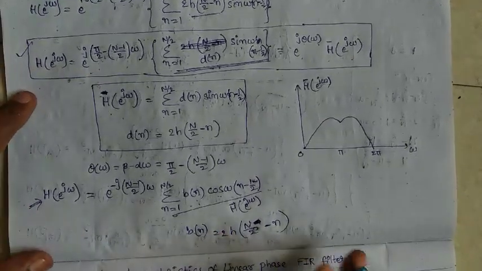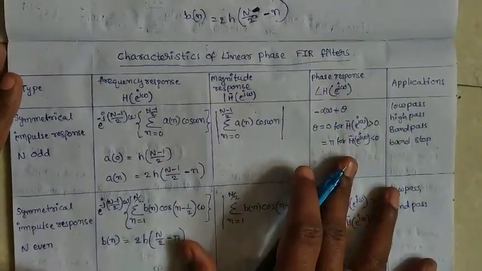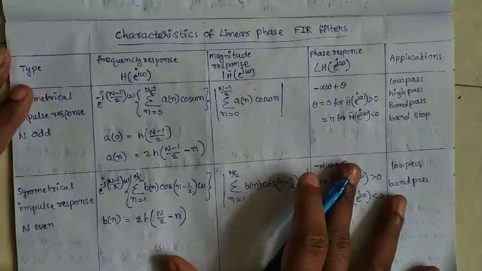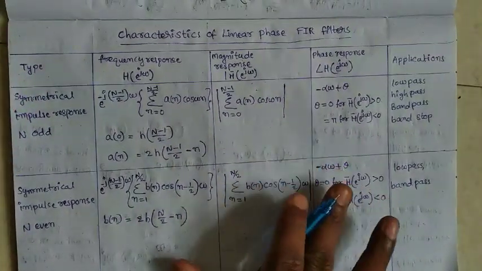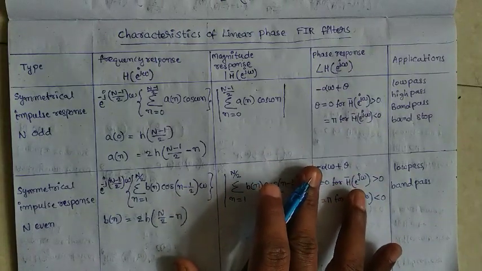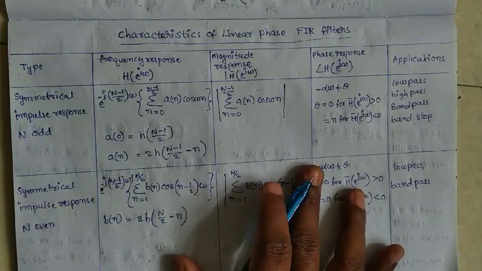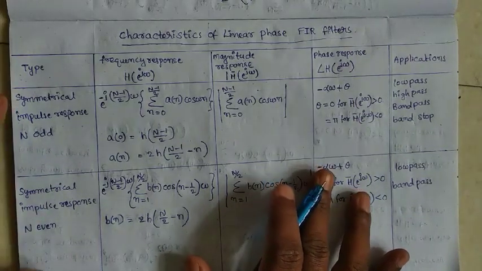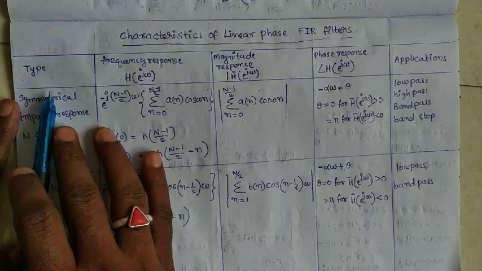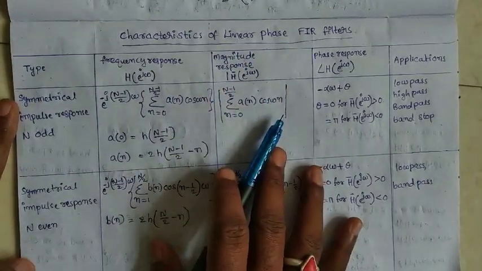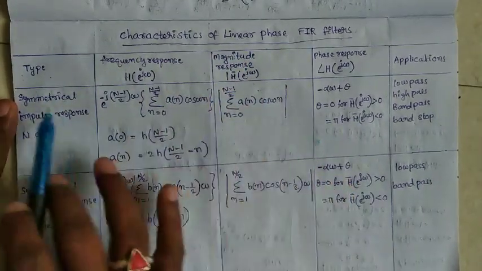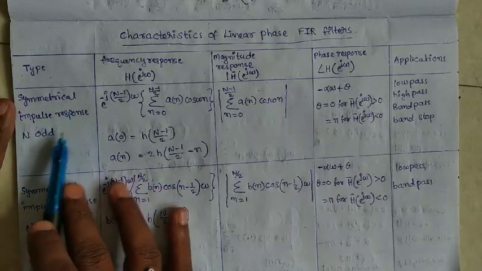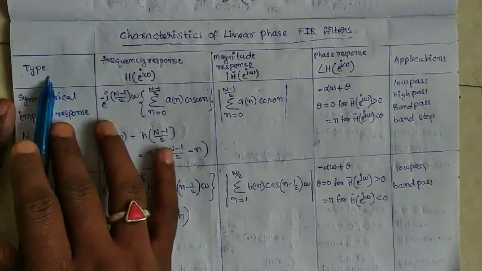Now we are observing the characteristics of linear phase FIR filters. For symmetrical impulse response, N even and N odd; similarly for anti-symmetrical impulse response, N odd and N even. Here these are the characteristics of linear phase FIR filters. The first one is symmetrical impulse response, N odd. This is the type.